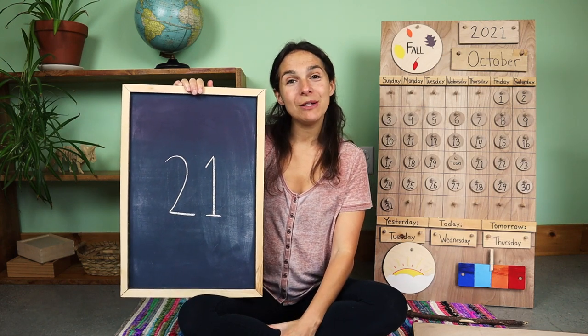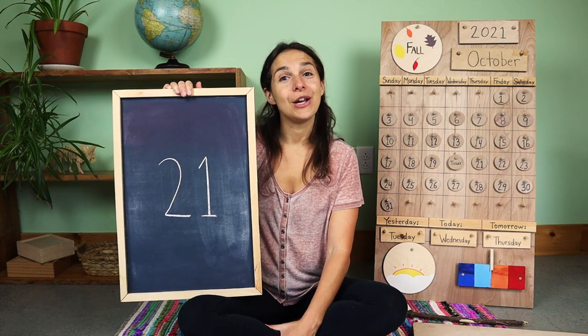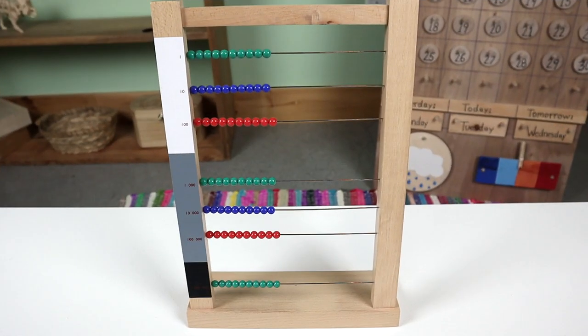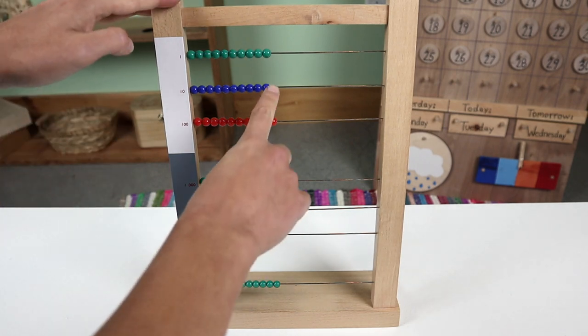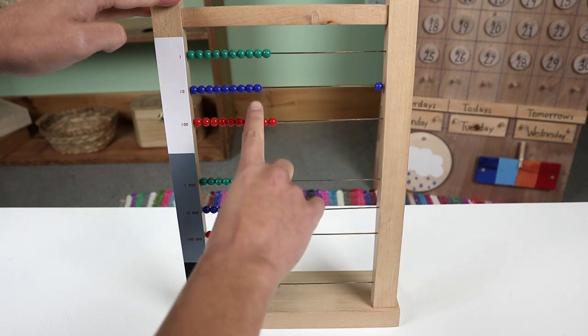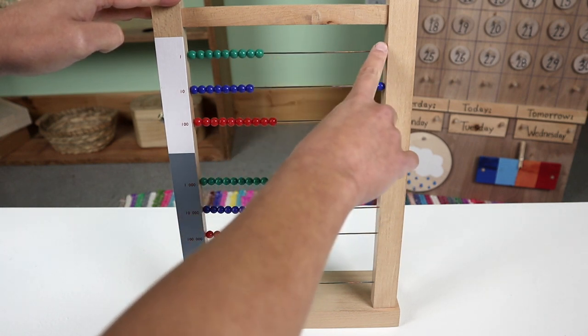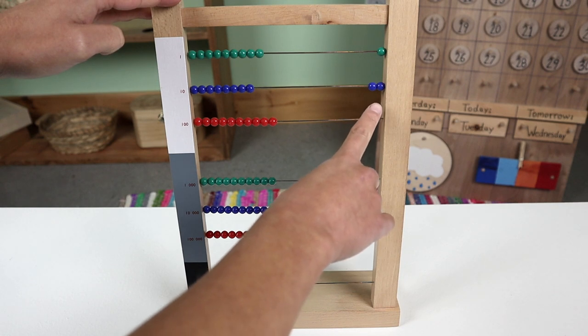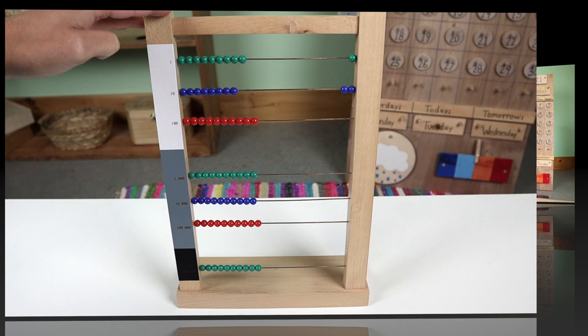2, 1. 21. Let's count to the number 21 together, using the large bead frame. This is how you count to the number 21 using the large bead frame. 10, 20, 1. Two tens, one unit, 21.